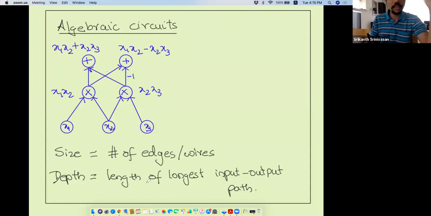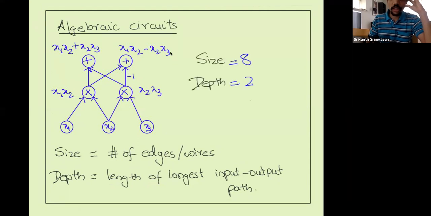The depth is slightly more of a subtle measure. It measures the amount of parallelism in the computation. It's not very important for now, but it will probably be the focus in some of the later lectures. Having a low depth circuit corresponds to having very fast parallel algorithms for this problem. For example, in this little example here, the size I guess is 8. We have 8 edges, and the depth is 2. So these are our notions of efficiency.